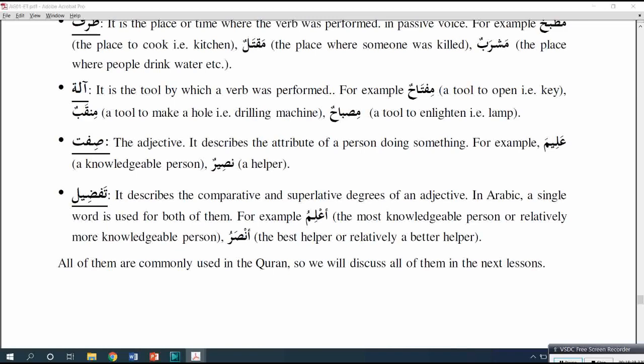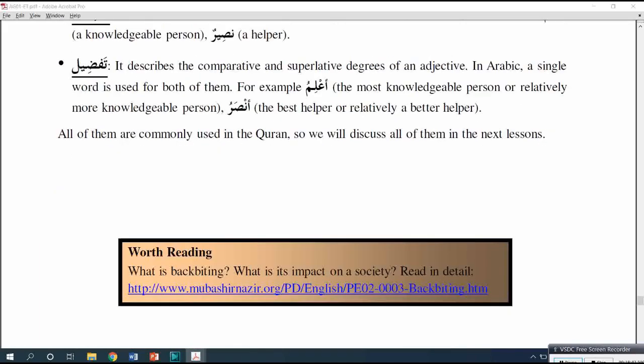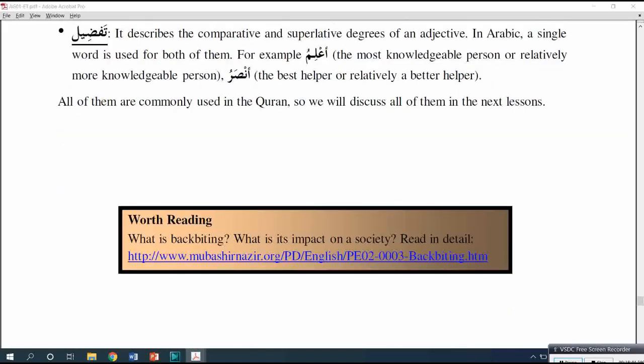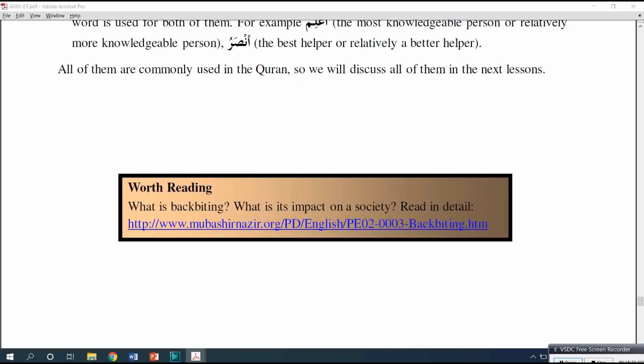And kindly, just a suggestion for you, a question for you. What is backbiting? What is its impact on the society? Think about it. I have given an article and also shared with you the meaning in the Quran, what happened as a result of that. Think about it.